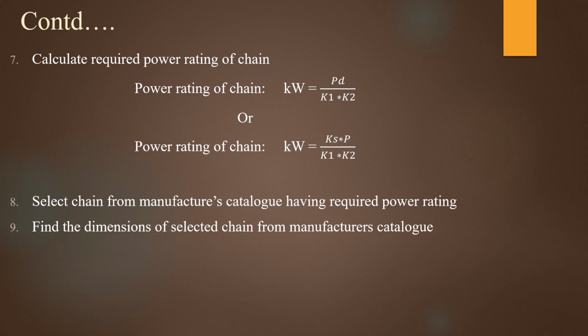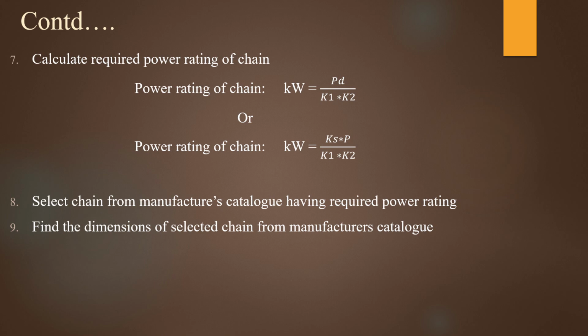Next step is to calculate the required power rating of a chain. This is the power rating of the chain required that we are going to calculate, and it is given by PD divided by K1 into K2. PD is the design power, K1 is the tooth correction factor and K2 is the multiple strand factor. Or, the power rating of a chain is calculated by Ks into P. It is PD divided by K1 into K2.